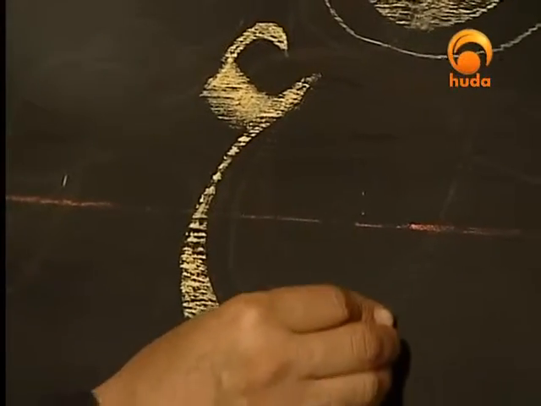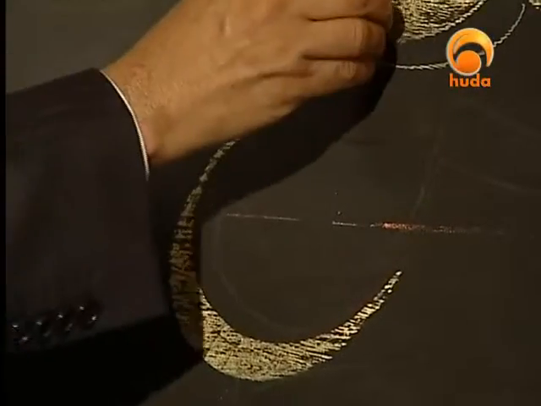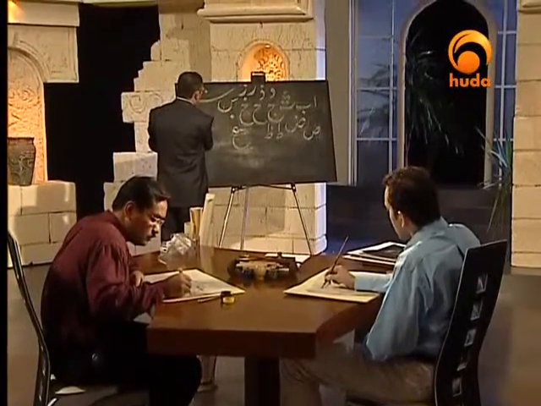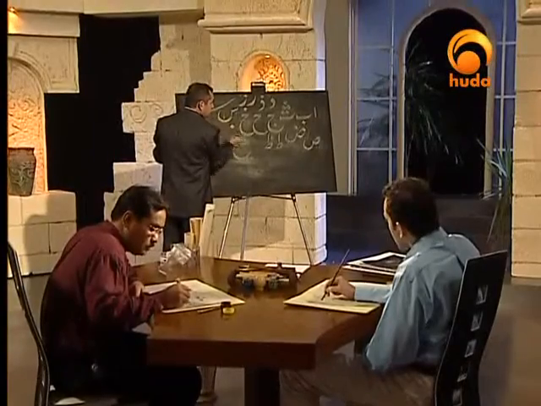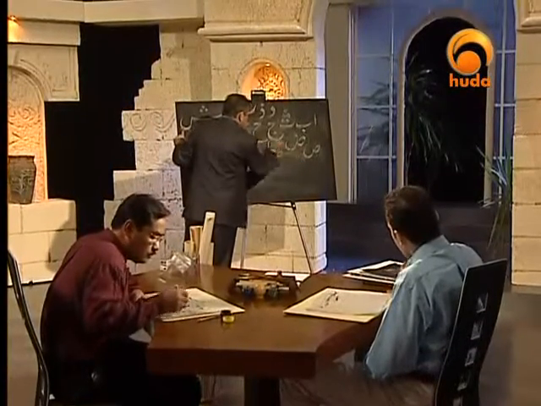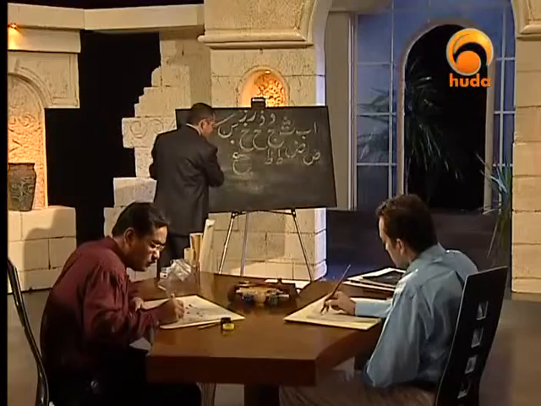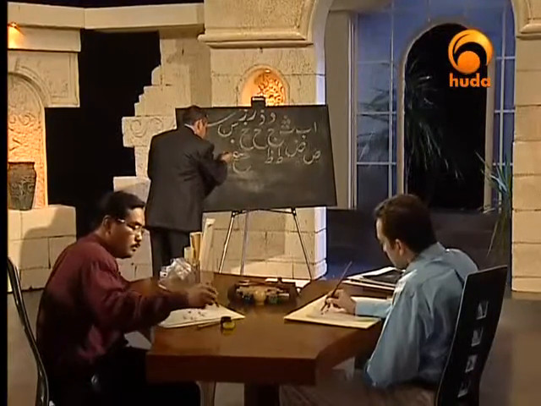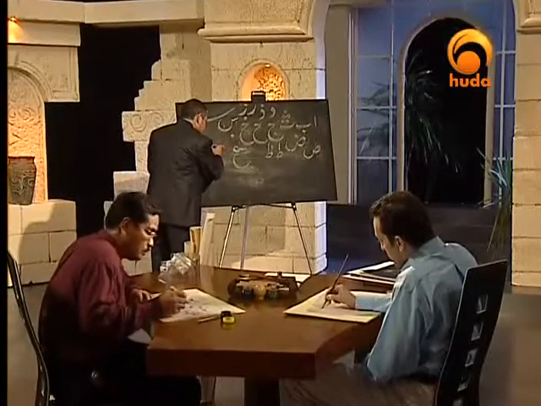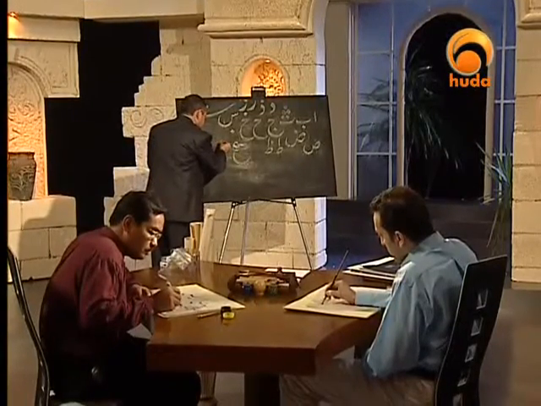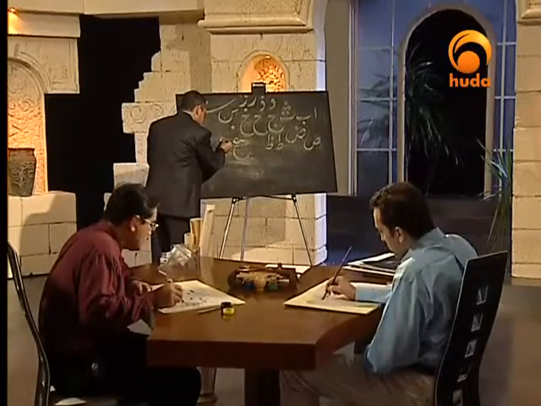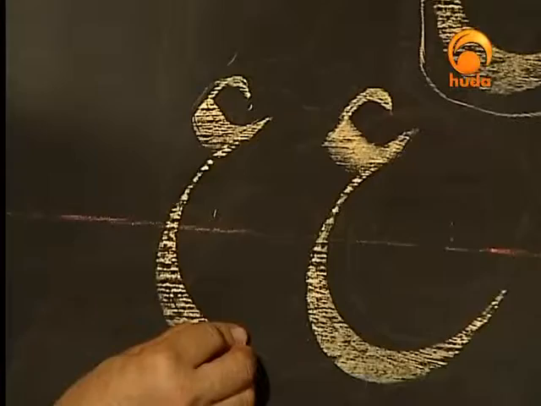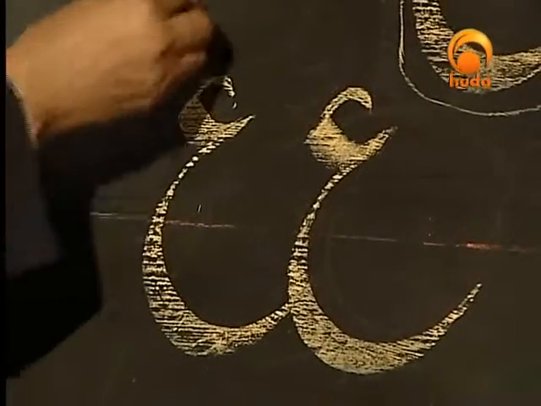The same one of Jim or Ha or Kha or Sin or Sheen or Sad or Dad. The same body. Ghain will be the same. Ghain.